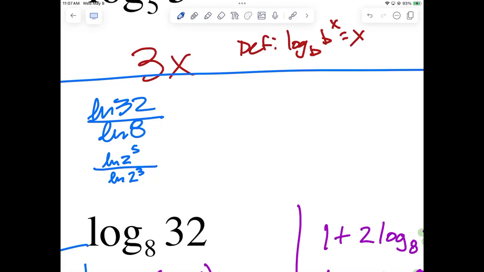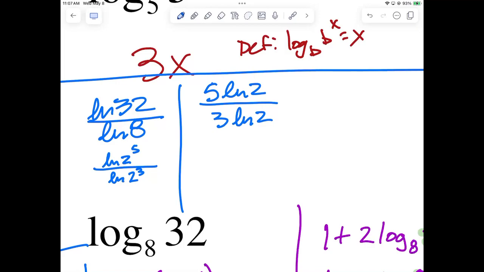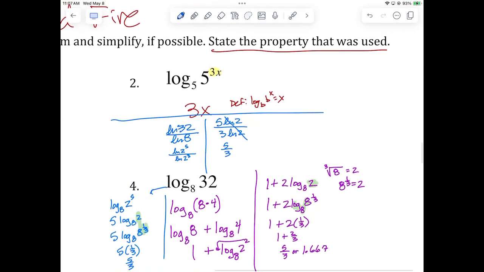Now watch. I can bring the 5 out front, and this becomes 5 natural log of 2. And I can bring the 3 out front and call it 3 natural log of 2. And now what happens to the natural log of 2's? They divide out, and I end up with 5/3. So that's a way to do it without having to build the 2 up. Which way is correct? All of them. Why do students hate logs? Because there are so many different ways you can do the problem, and it forces them to think, which is the whole purpose of the class.